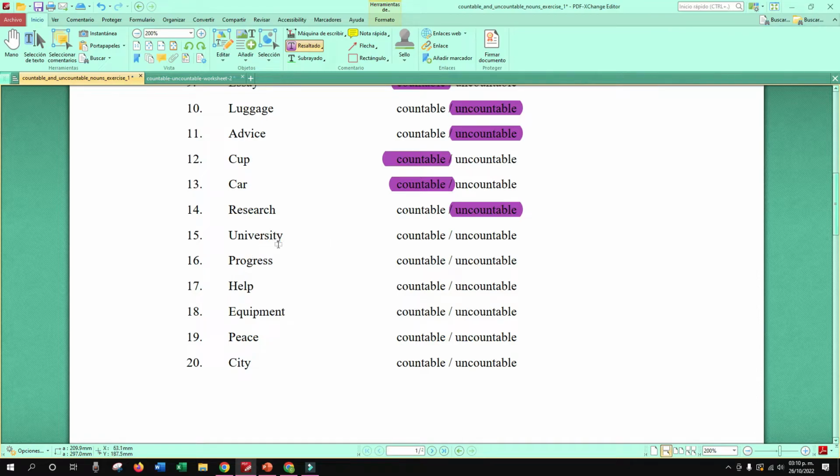What about university? Countable or uncountable? Can you say, there are 2 universities in my country? Is it countable or uncountable? Countable. Yes, university, right? You can say universities. Perfect. What about this one? Progress. You can say progreso, crecimiento. It will be countable or uncountable? Uncountable. Very good. Excellent.